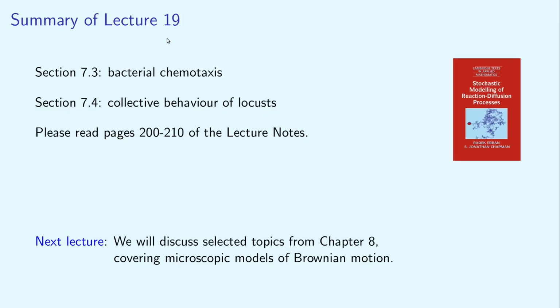chapter 7. We covered section 7.3 on bacterial chemotaxis and section 7.4 on collective behavior of locusts. Please read pages 200 to 210 of the lecture notes before watching the video of our next lecture. In lecture 20, we will discuss selected topics from chapter 8, covering microscopic models of Brownian motion.